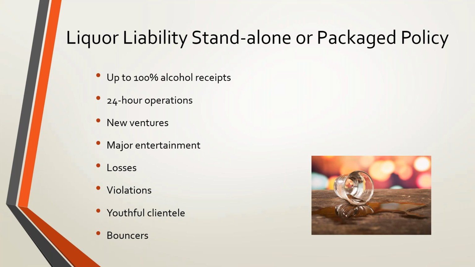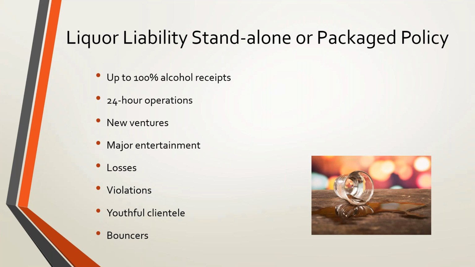When you send a submission to CID, we can consider establishments that are new ventures, that have up to 100% alcohol sales, aka your full-blown bars, 24-hour diners, and establishments that have major entertainment such as a DJ with dancing or live bands with 3 or more members. Establishments that have previous losses or claims, we can definitely consider that. Violations, we can definitely consider with proper underwriting.